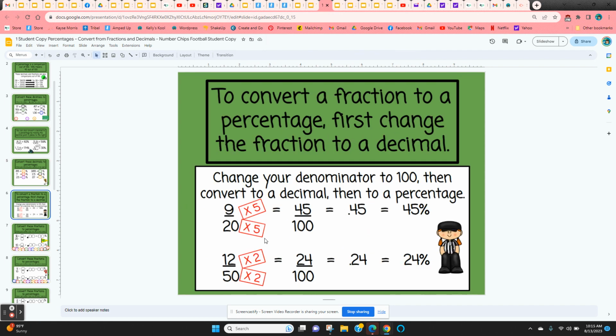Now, to convert a fraction to a percent, one method is to convert your fraction to an equivalent fraction with 100 in the denominator. So here I can see I have to multiply 20 times 5 to get 100. If I multiply the denominator by 5, I have to multiply the numerator by 5, so it's an equivalent fraction. So I get 45 hundredths as a decimal, which equals 45%. So the next slide, students are going to be doing that.